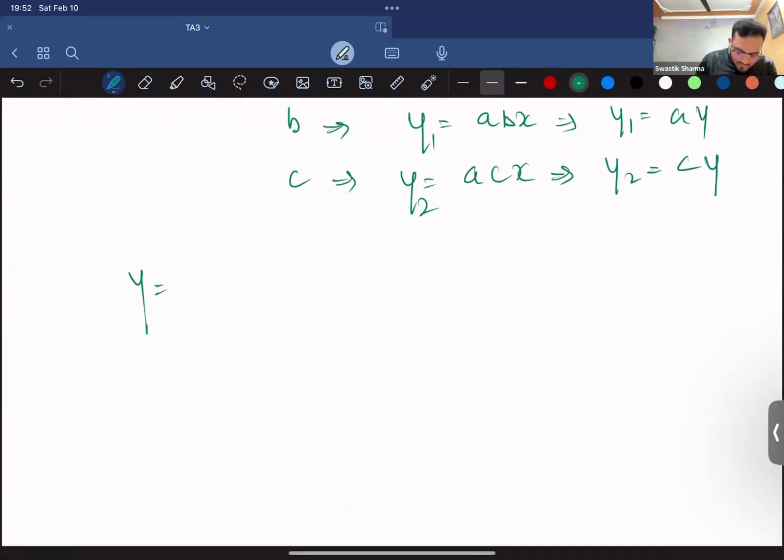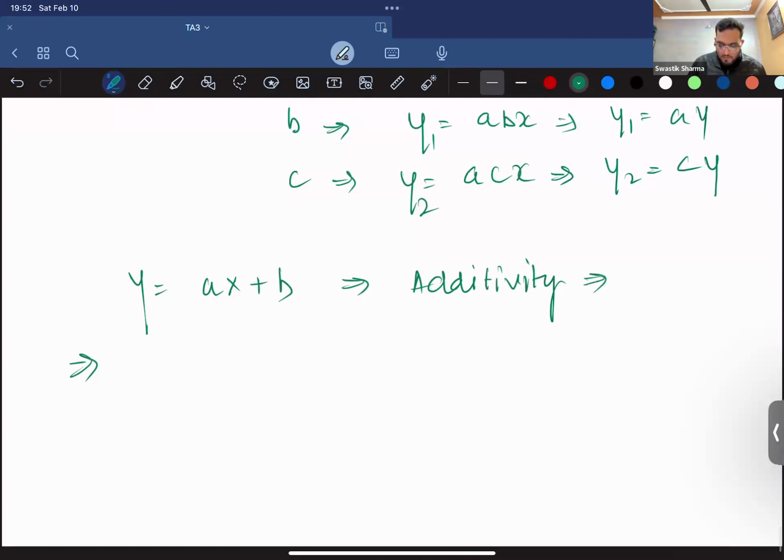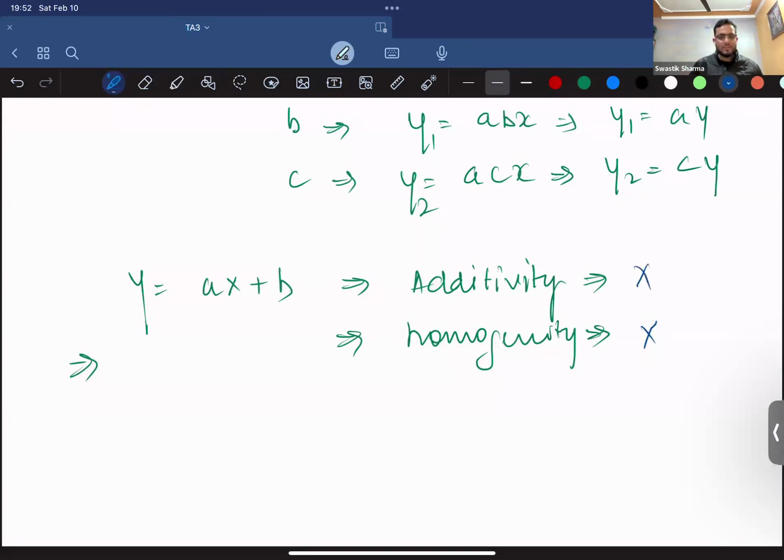So let's say you have a system which is given by AX plus B. Can anyone tell me if it follows the property of additivity? Does it follow homogeneity? It won't. If you scale the input, the output won't be scaled the same way. And if you add inputs, the outputs will not be the sum of the outputs. So this function, even though it's linear, as a system won't be a linear system.